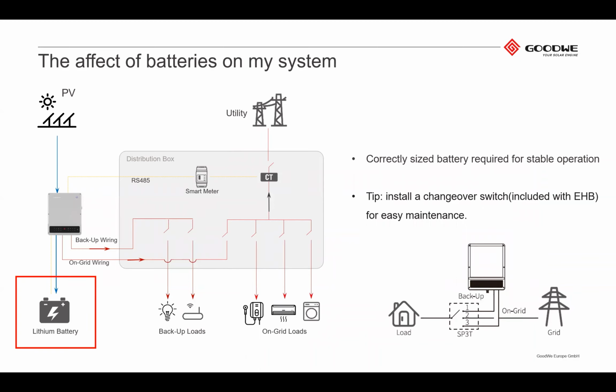So having the correct size battery is required for stable operation. So very often there are constraints. It's normally financial constraints for our customers because batteries are expensive. So we always have to fit within budget for the customers. So very often we have to install smaller battery banks to fit into the budget of these systems.